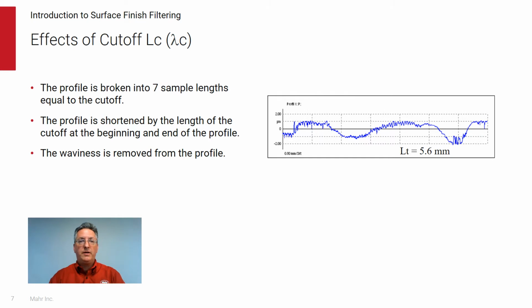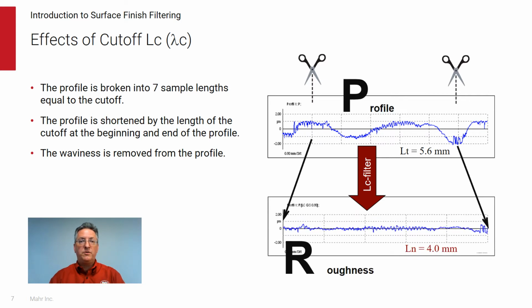This trace is broken down into 7 sample lengths. When the profile is filtered, the first and last sample lengths, the pre and post travel, are removed. What is left is the 4 millimeter roughness profile. This is an example of a full pre and post travel trace length. What is important here is 1, that the roughness profile can be shorter than the original trace, and 2, the waviness is removed from the original profile.